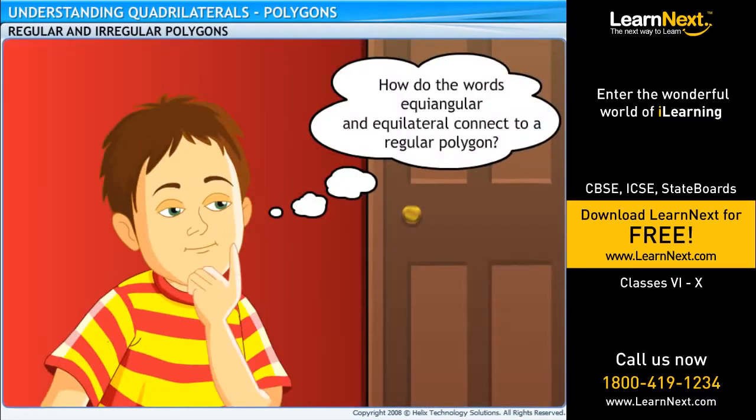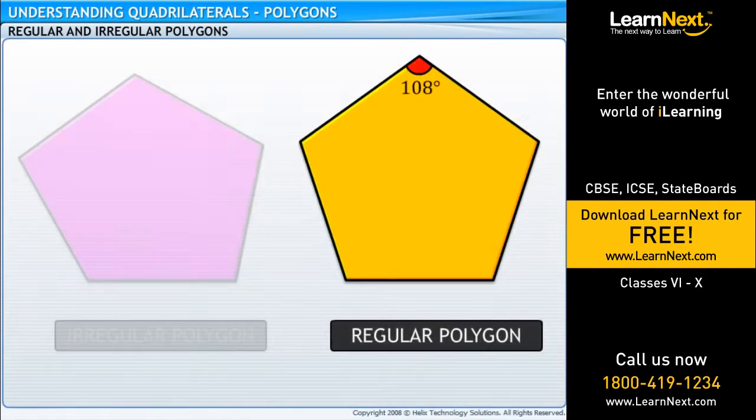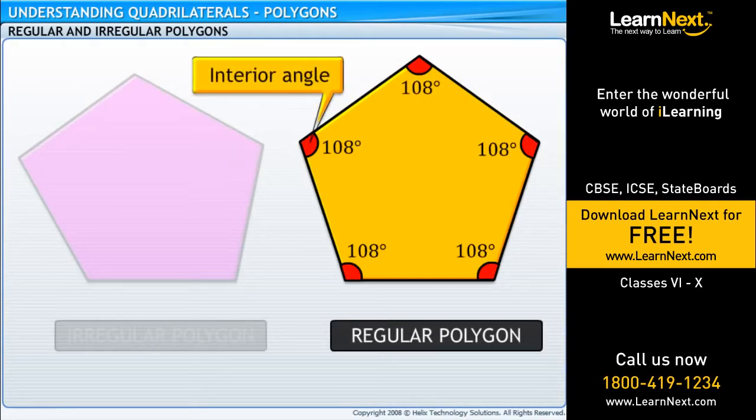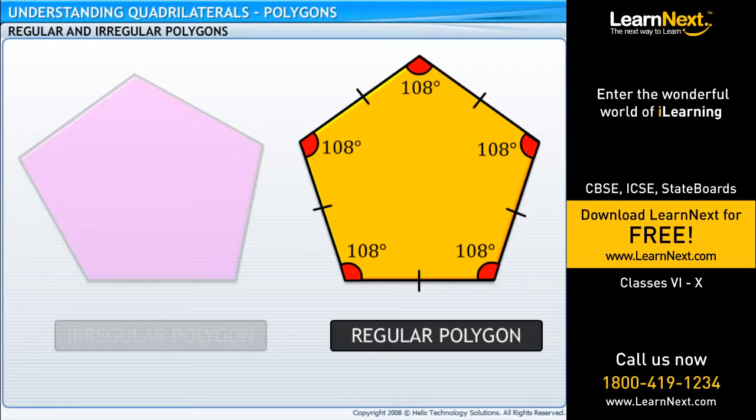How do the words equiangular and equilateral connect to a regular polygon? Okay. The word equiangular means the interior angles of the polygon are equal to one another. The word equilateral means the lengths of the sides are equal to one another. If a polygon needs to be called a regular polygon, then it should satisfy these two conditions.